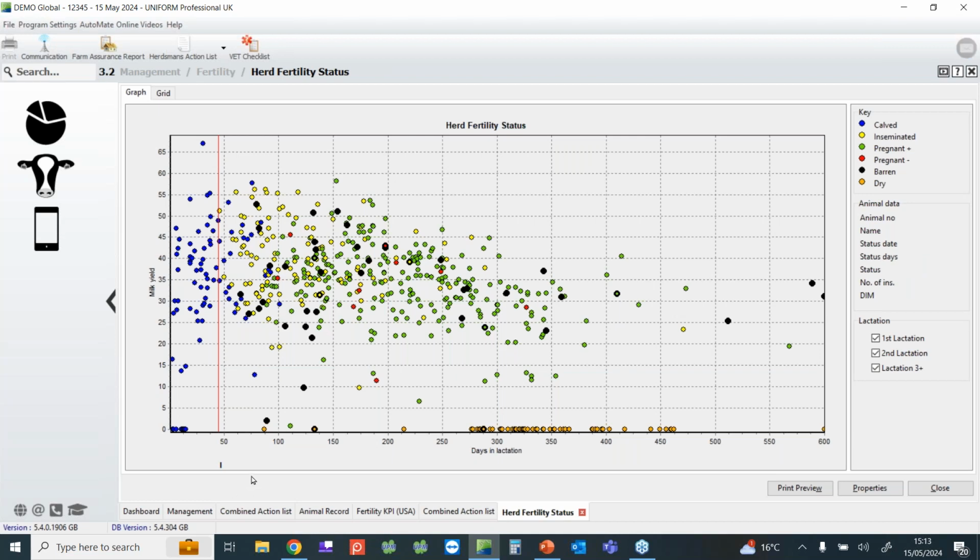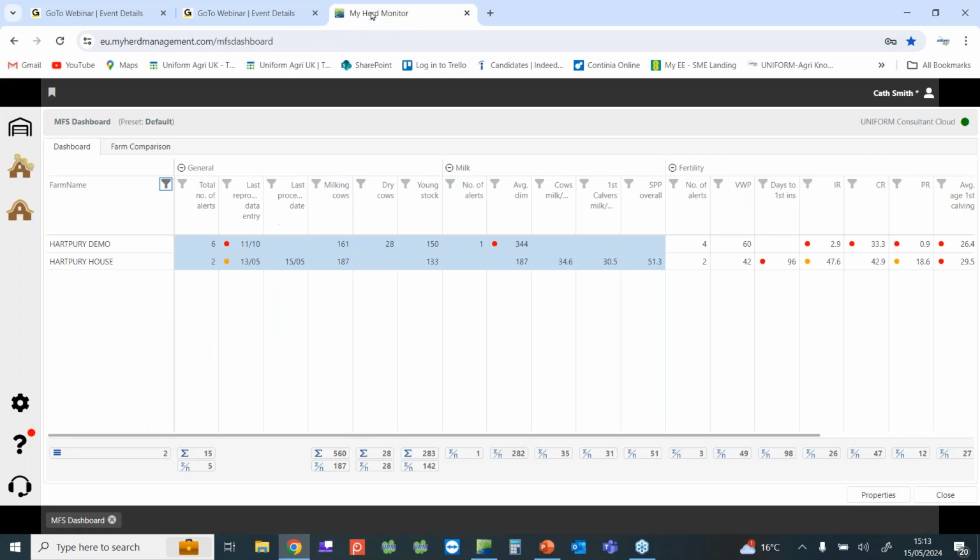The brand new version of Uniform on the cloud means that you can access it from anywhere via any portal at all through here. And here's one I made earlier. Once you've logged in, this is essentially your selection of herds to choose from. A bit like your dashboard, but it does give you a really nice landing page to view every herd together, just to pick out any particular problems before you delve in.